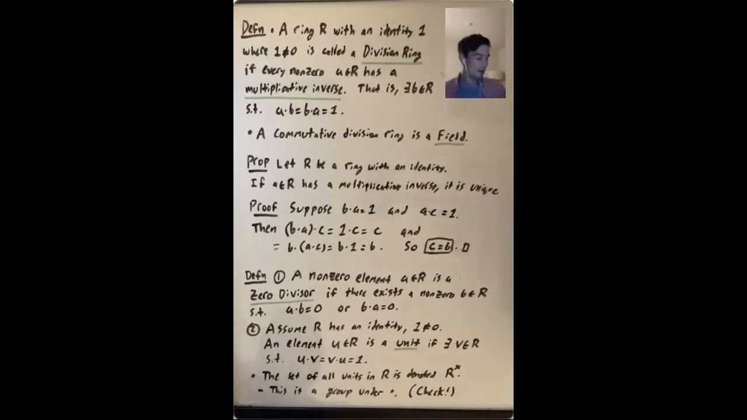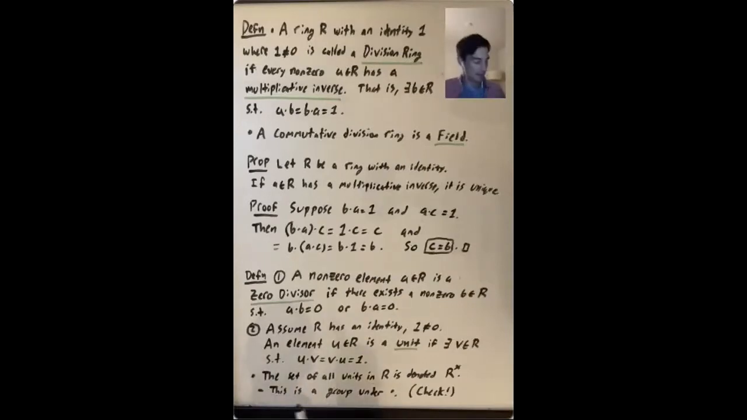OK. So I want to introduce a little more terminology, and then we'll see some consequences of these definitions, and then we'll also see some examples of rings and how these definitions do or don't apply. So a non-zero element A in R is a zero divisor if there exists a non-zero element B in R such that A times B equals 0 or B times A equals 0. So we're not requiring that both A times B equals 0 and B times A equals 0. A zero divisor is just going to be you multiply one way or the other way, and you get 0.